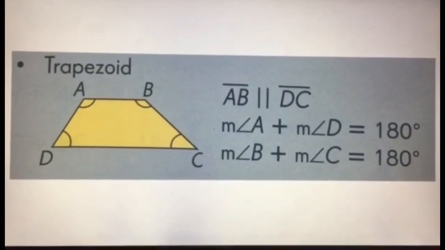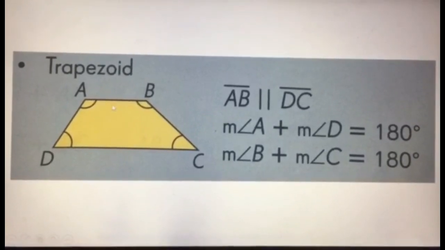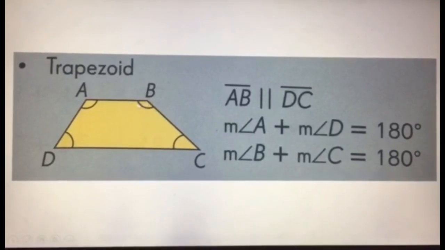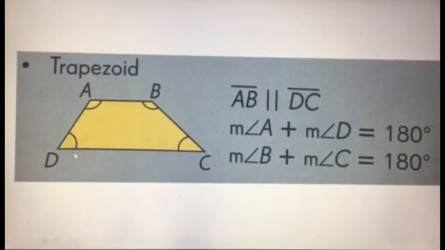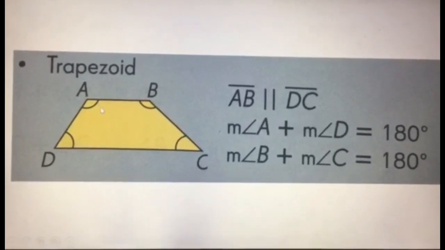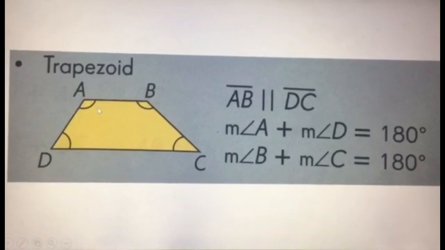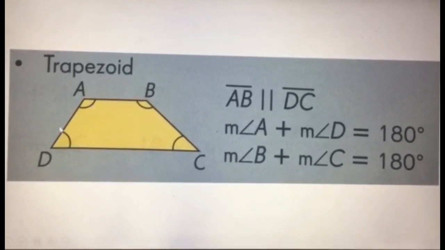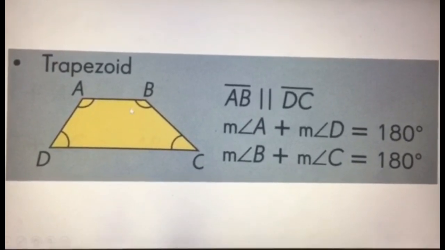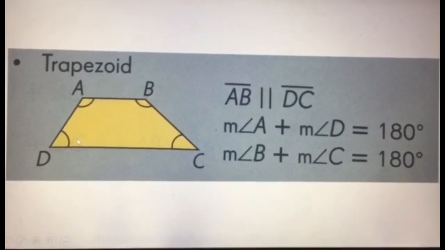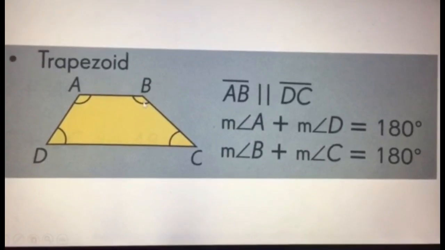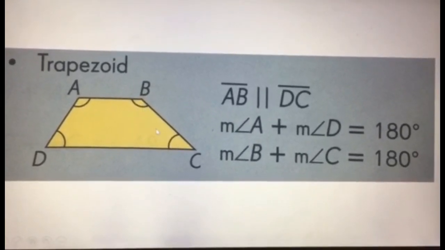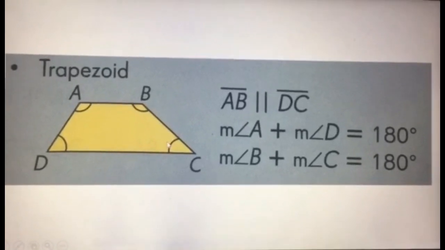In a trapezoid, however, there's only one pair of parallel lines. So in this example, AB is parallel to DC. So there are only two pairs of angles that add up to 180 degrees. Angle A and angle D are between the two parallel lines, so they add up to 180 degrees. Angle B and angle C, they are between the two parallel lines, so the sum of their measures is 180 degrees.